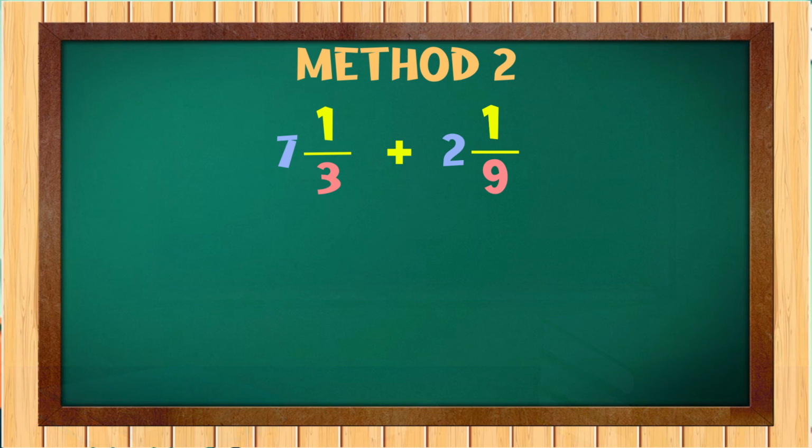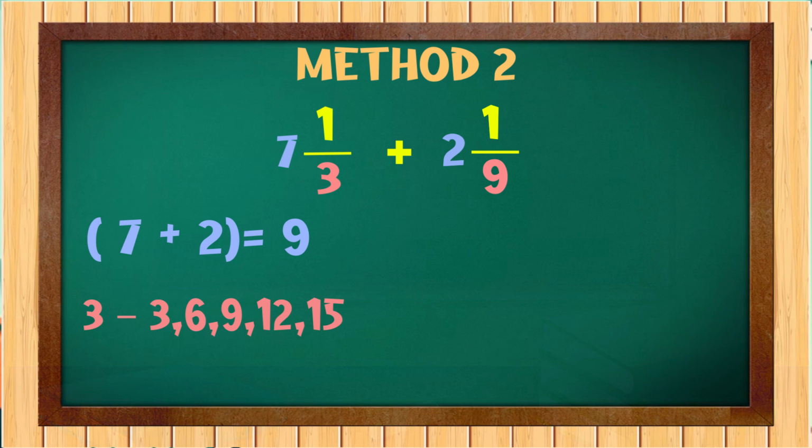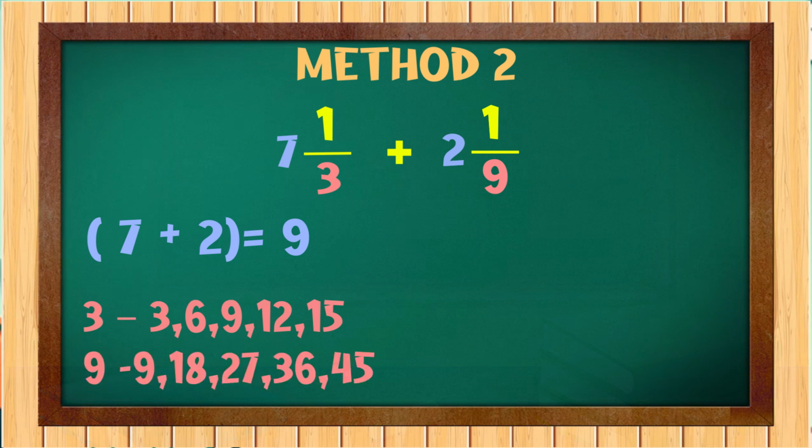Firstly, we identify our whole numbers, 7 and 2. We bracket them. Of course, our denominators are not the same, so we make them the same by finding the LCM. 3 and 9. Let's list the multiples of 3. 3, 6, 9, 12, 15. We don't have to list all the multiples. It's advisable that you list the first 5 or 6 multiples. Let's list the multiples of 9. 9, 18, 27, 36, 45.